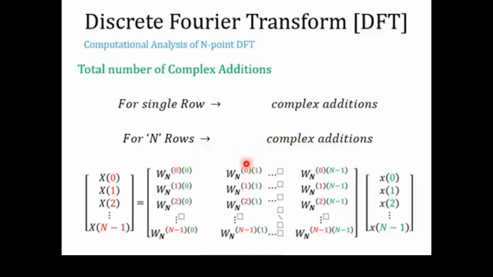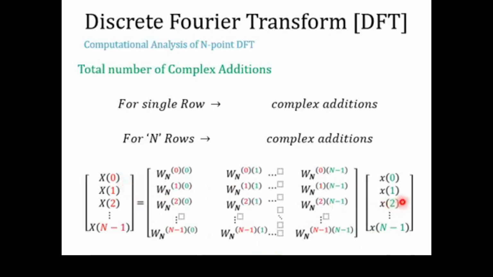Similarly, the multiplication of wn01 with x of 1 will provide the second product term. Similarly, wn02 when multiplied with x of 2 will provide the third product term. Similarly, when the last element, or the nth element, of this first row is multiplied with the last element of this vector, it will provide the nth product term. So on multiplying a single row of this matrix with a time domain vector, we get n product terms which we are required to add in order to get a single frequency domain coefficient value.